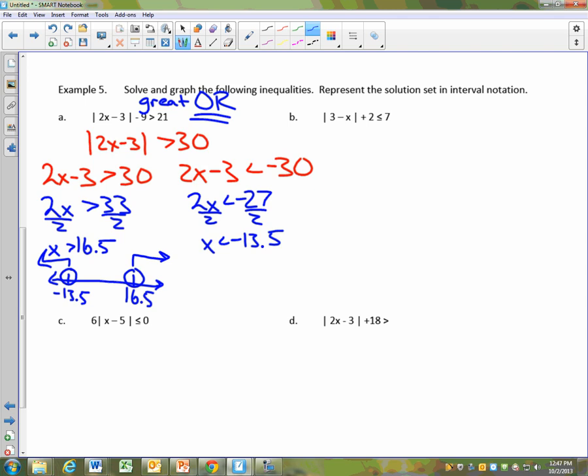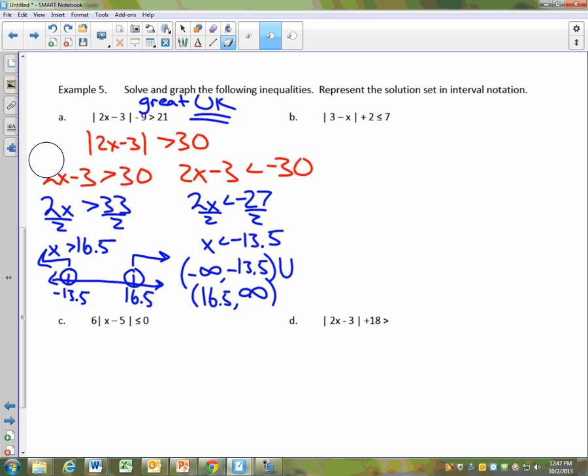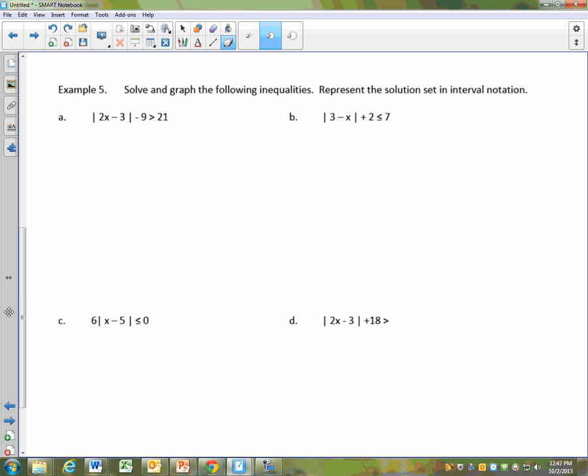All right, if I'm going to express this in interval notation, I have negative infinity to negative 13.5, unioned with 16.5 to infinity. Yes? You've solved these before, right? Piece of cake, upside down. You can do it.